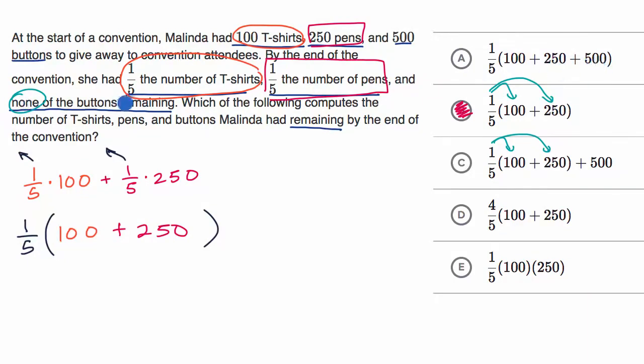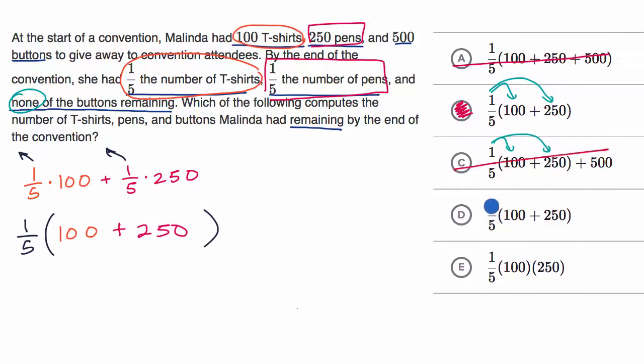But they say that none of the buttons are remaining. So we know that this is going to be wrong because we're essentially saying that 1/5 of the buttons are remaining. 1/5 times 500, that'd be 100 buttons remaining. And they say none of the buttons are remaining. Here, we have 1/5 times the number of t-shirts and pens, but then we just have the original buttons. And that is almost the opposite of what they're saying. They're saying we have no buttons remaining versus 500, so we could rule that out.